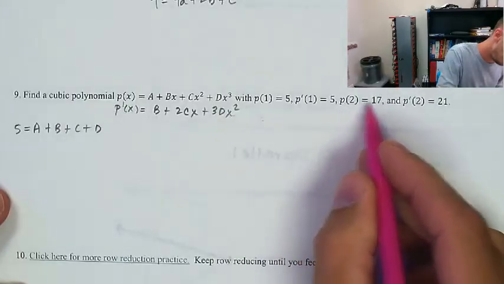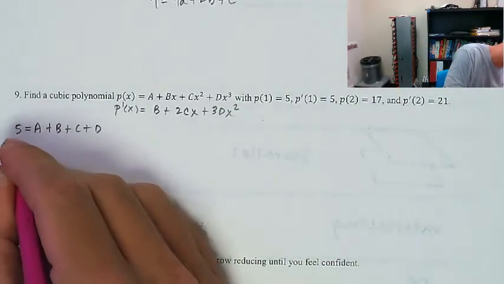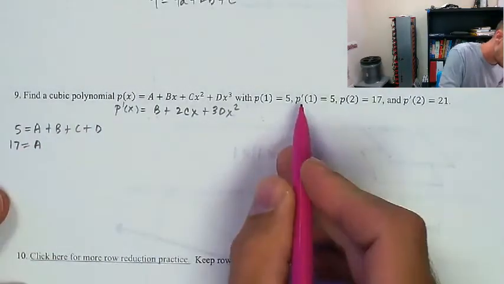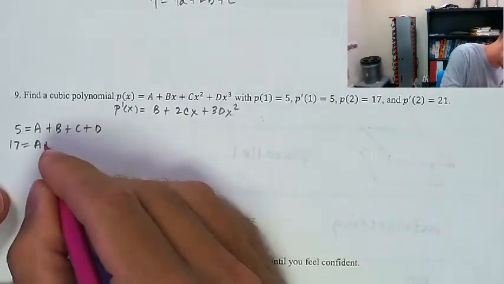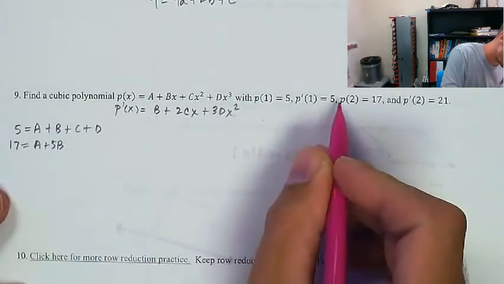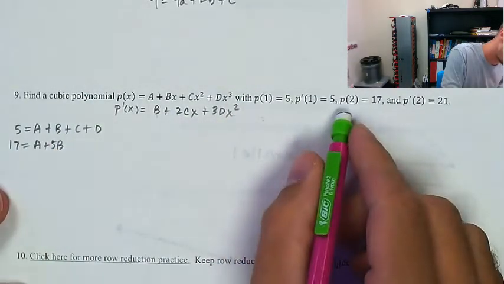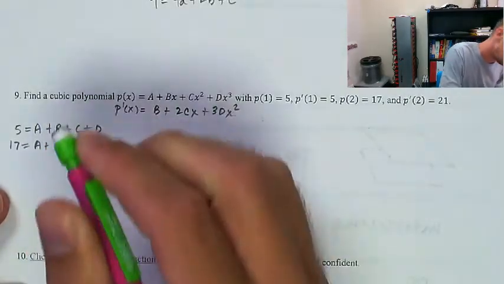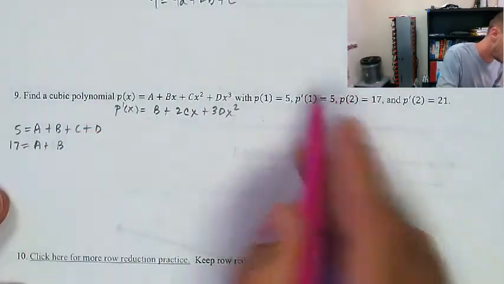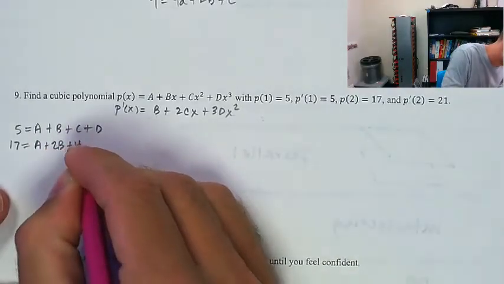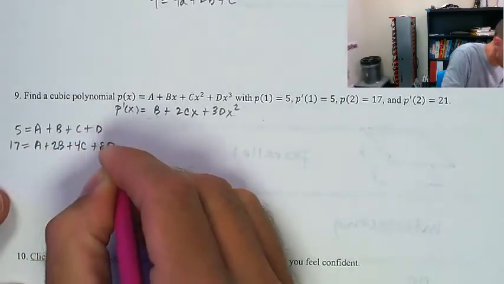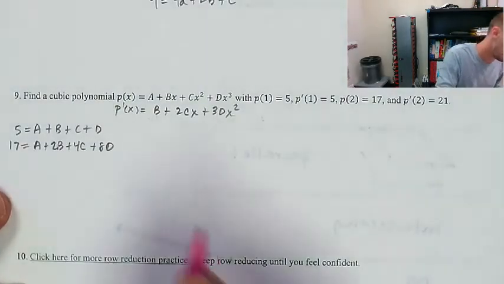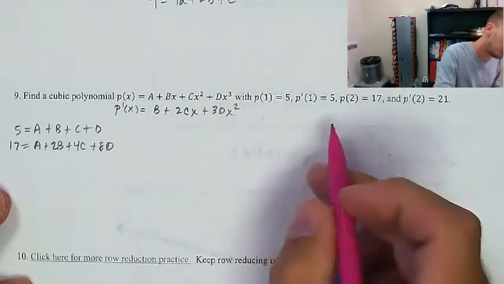I'm going to probably do P of 2 equals 17 right here. So it'll be 17 equals A plus 5B. No, okay, I was like, P of 2 equals 17. All right, the 5, I got distracted. P of 2 is 17, so it'll be 2B, 4C, and 8D. I was like, yeah, 125. That's going to be a lot to work with in a matrix for this class without technology.